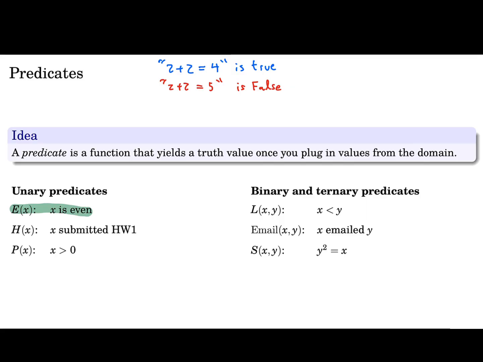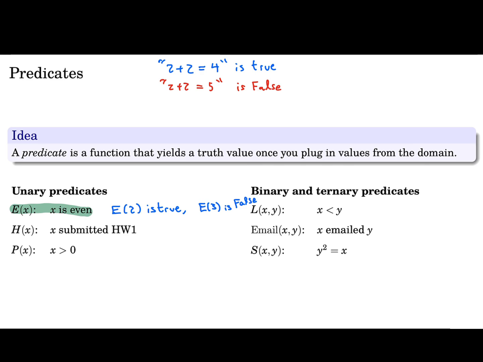So E of x itself is not true or false because we don't know what x is. But once we plug in a value, we can say whether it's true or false. So in that way, you can think of it as a function. For example, E of 2 is true because 2 is an even number, whereas E of 3 is false, right?